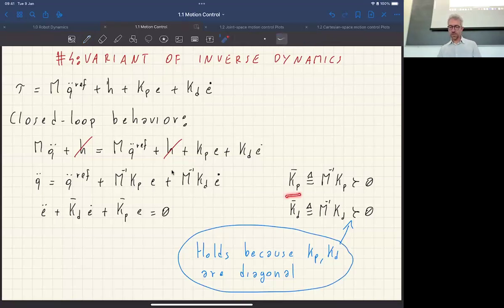So if these new gain matrices Kp bar and Kd bar are indeed positive definite, then basically the expression that you get here is kind of the same as what you had before. So it's again a linear dynamical system, and it's going to be stable because of the same reasoning we did before. Any questions? Okay.